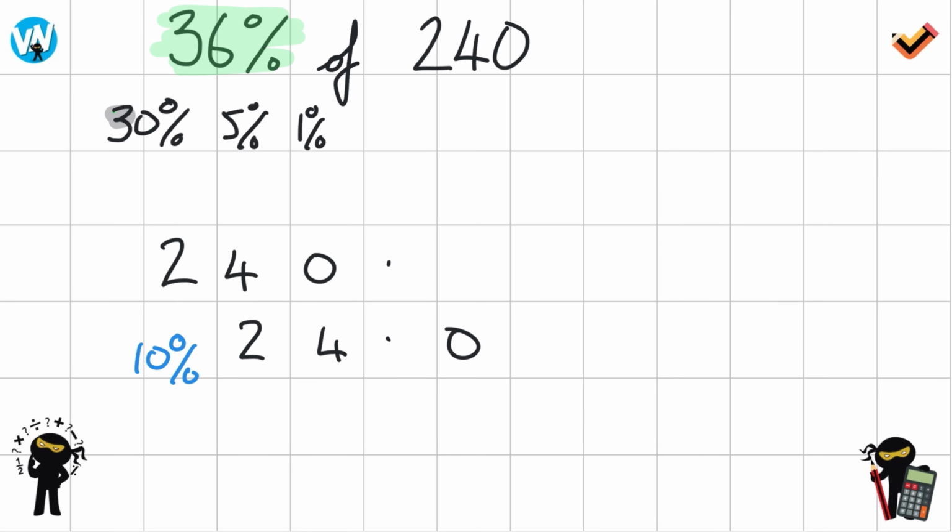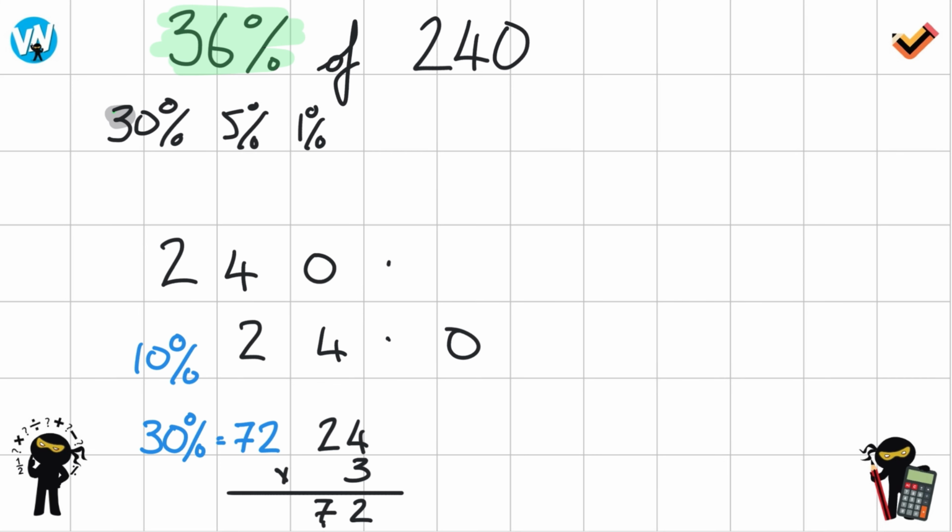So then if I know 10% is 24, I can times 24 by 3 to get 30%. So again, we're going to do that. If we had a bit more space, we would do this properly. So I'm going to do 24 times 3. You guys would obviously use the squares on your paper. 3 times 4 is 12. Carry the 1. And then 3 times 2 is 6. Add the 1 is 7. So we've got 72. So I'm going to make a note of that: 30% is equal to 72, because I'm going to need that in a minute.